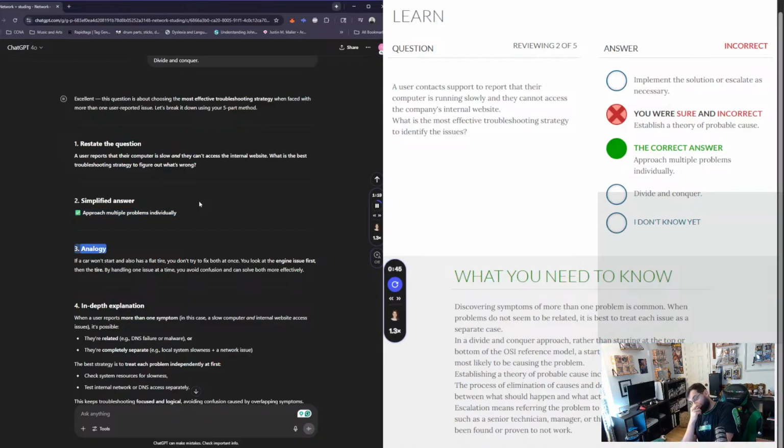3. Analogy. If a car won't start and also has a flat tire, you don't try to fix both at once. You look at the engine issue first, then the tire. By handling one issue at a time, you avoid confusion and can solve both more effectively.